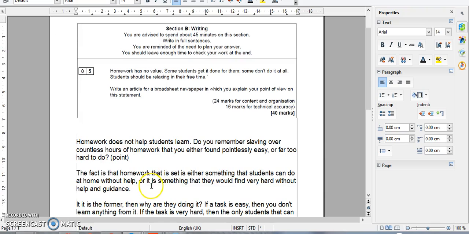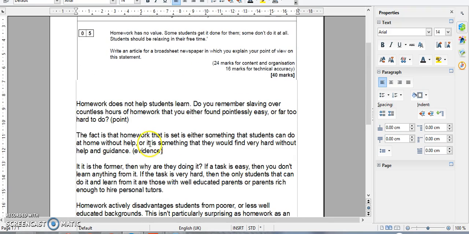So here's my evidence. The fact is that homework that is set is either something that students can do at home without help, or it is something that they'd find very hard without help or guidance. So that's my evidence that I'm putting forward. It's either going to be really easy to do, or students are going to really struggle with it. Now on its own, that's again not particularly persuasive. I actually need to go a bit deeper now, and I need to explain the link between my evidence and my point, and what my evidence actually means for students and how it relates to my point.